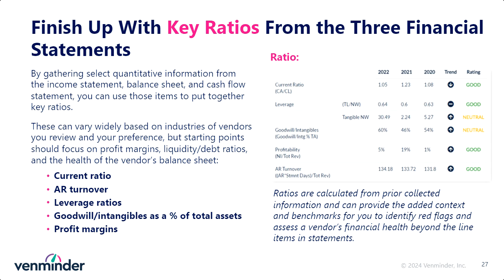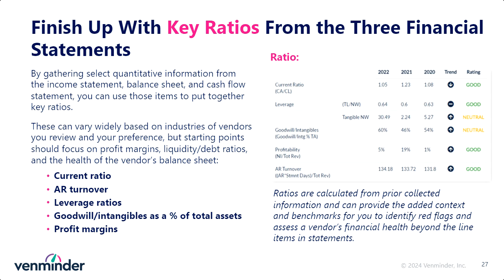The current ratio is current assets divided by current liabilities. It helps depict liquidity in a different way using the balance sheet. AR turnover, or accounts receivable turnover, means how quickly or how slowly a vendor is converting their accounts receivable, or collecting it, into cash. You'll also want to focus on some leverage ratios, such as total liabilities divided by net worth, or total liabilities divided by tangible net worth, to understand how much liabilities the vendor has in comparison to some of the equity and some of the assets that the business has on their balance sheet.